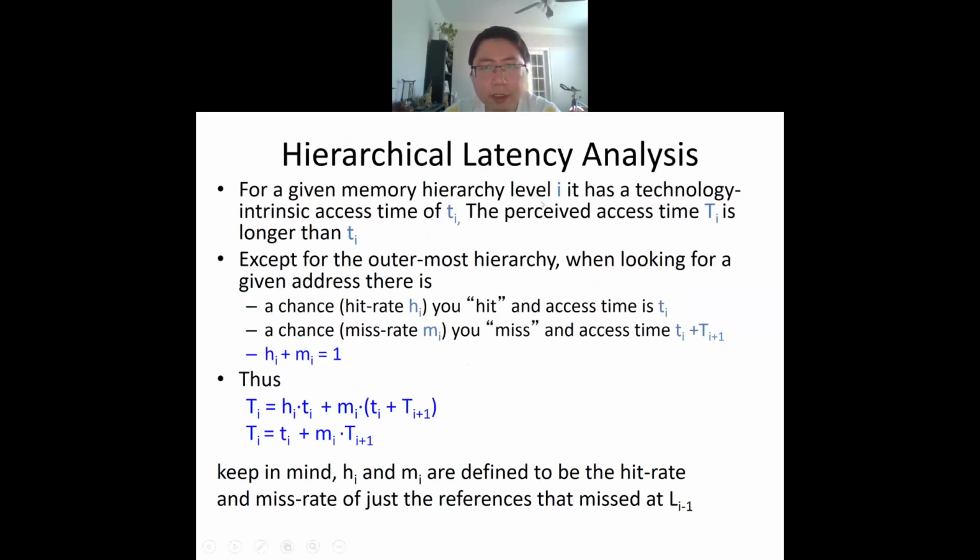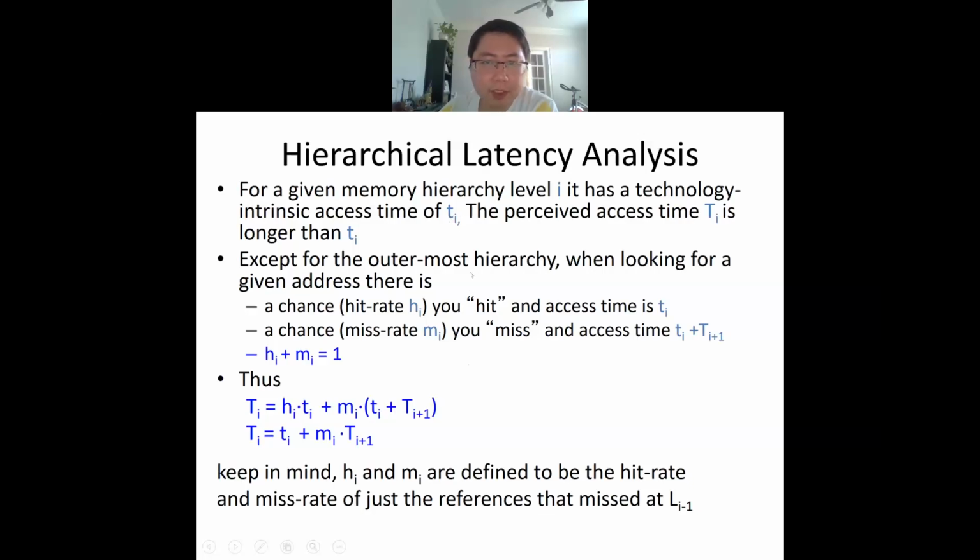Okay, then let's look at the hierarchical latency analysis in multiple levels of the memory system. We have many levels, but for a given memory hierarchy level i, it has a technology intrinsic access time, small ti, but the perceived access time, big Ti, is longer than this small ti. So what does this mean? The perceived access time is the average time you read the data from this level. It may be longer than the intrinsic access time, small ti.